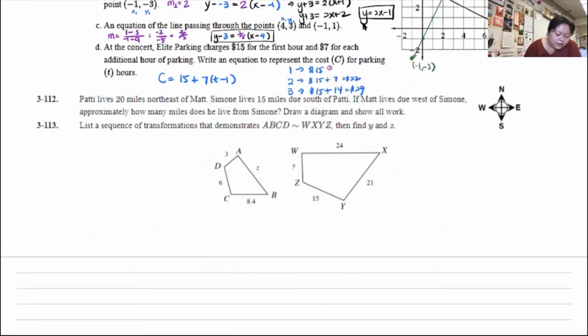So this is hour 1. This is hour 1 plus another second hour. This is hour 1 and then 2 more hours. So notice how this number that you multiply is always 1 less than your total number of hours. So there's 1 hour, 2 hours, 3 hours. So that's why we have that T minus 1.